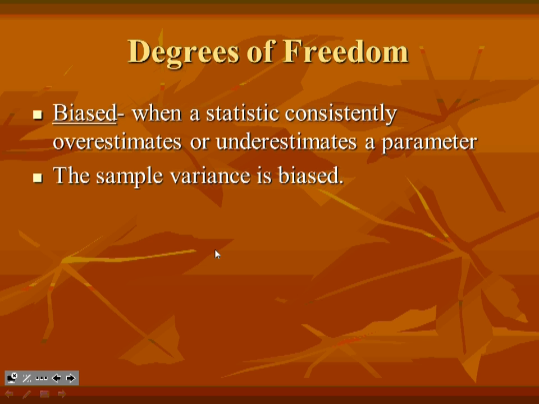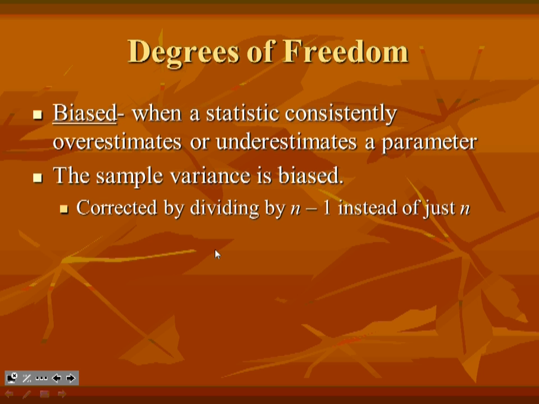And so what they did, they started looking at options, and they decided, okay, well, turns out that if we divide by n minus 1 instead of n, it actually does represent the population. So that's why we divide by n minus 1 in the sample instead of just the straight up n. That n minus 1 is known as the degrees of freedom.